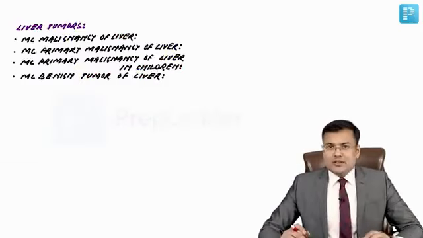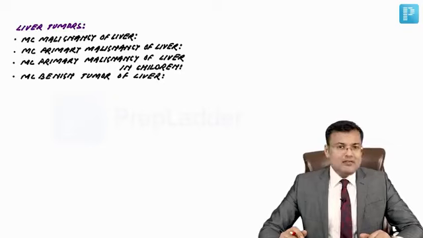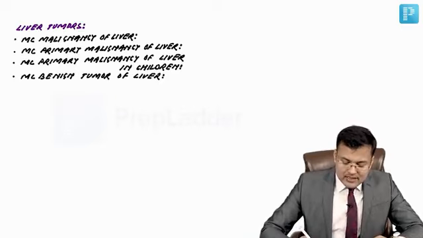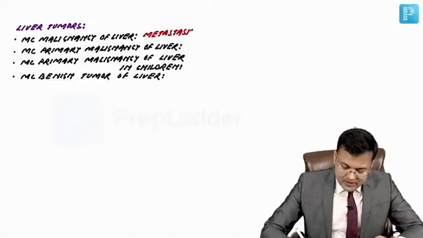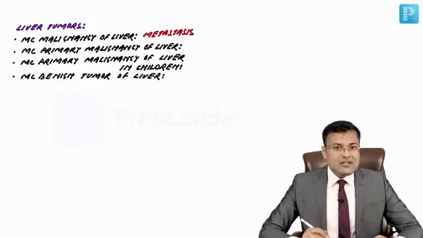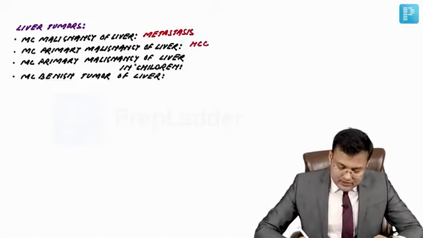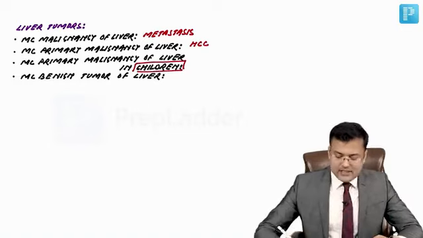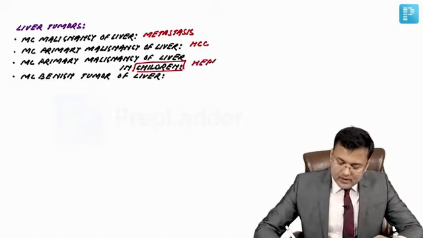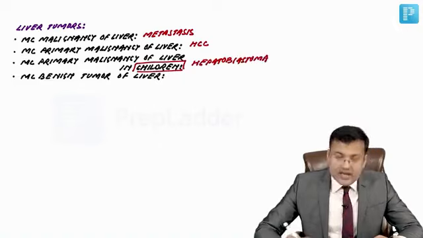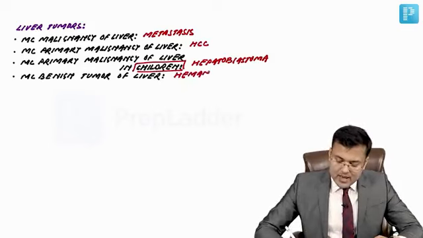Now we are going to discuss the liver tumors. So what is the most common malignancy of liver? It is metastasis or secondaries. What is the most common primary malignancy of liver? That is HCC. Most common primary malignancy of liver in children, so this is hepatoblastoma, and most common benign tumor of liver, that is hemangioma. This is hemangioma.